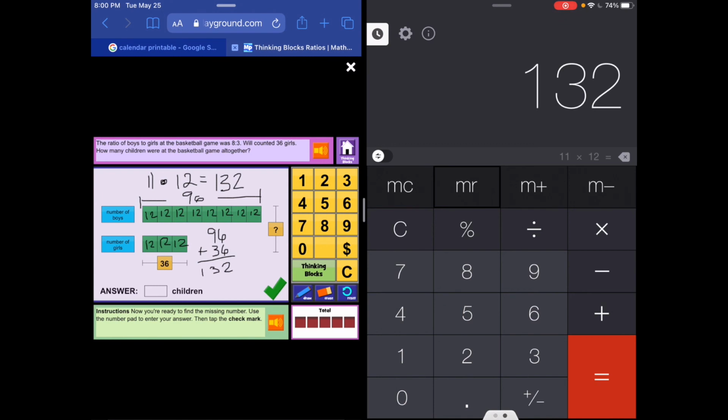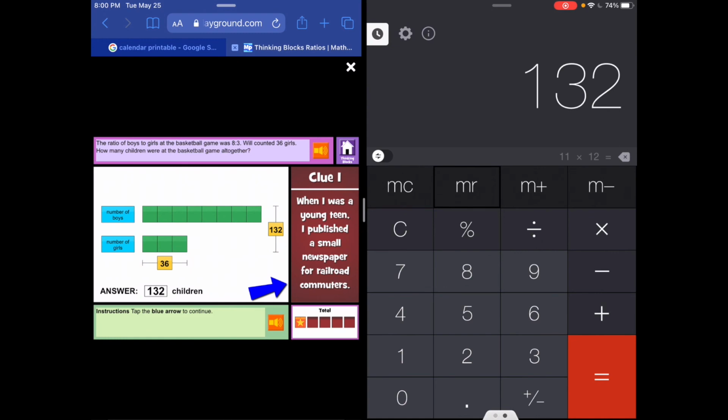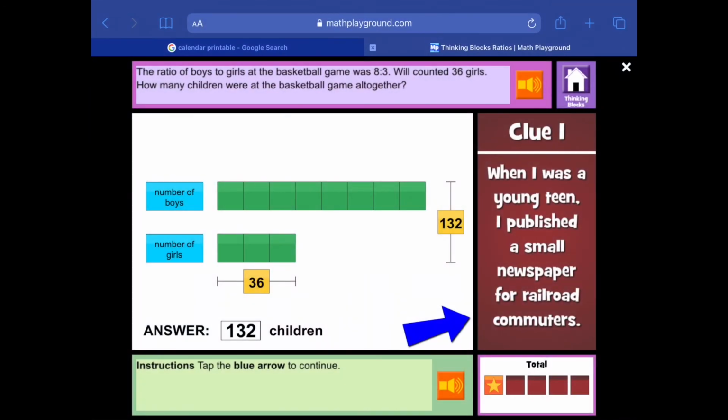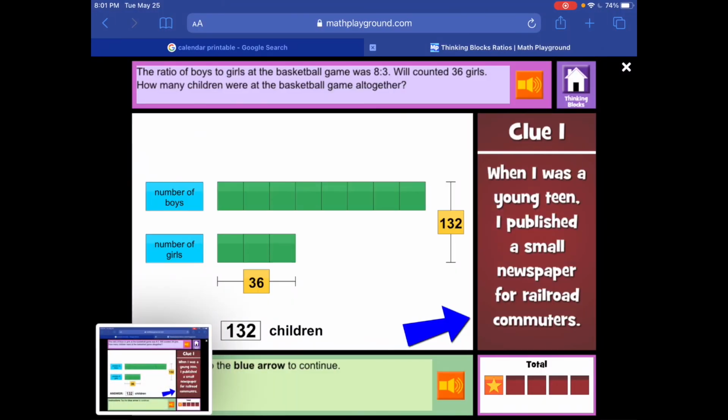If you're having some trouble filling in your answer button, you might need to press the C button underneath the dollar sign and then press 132, green check. Awesome. Just like the last time you did this, I want you to keep going. There it goes. I want you to keep going until you have 5 stars in the bottom right-hand corner. Then take a screenshot and turn it in to me.